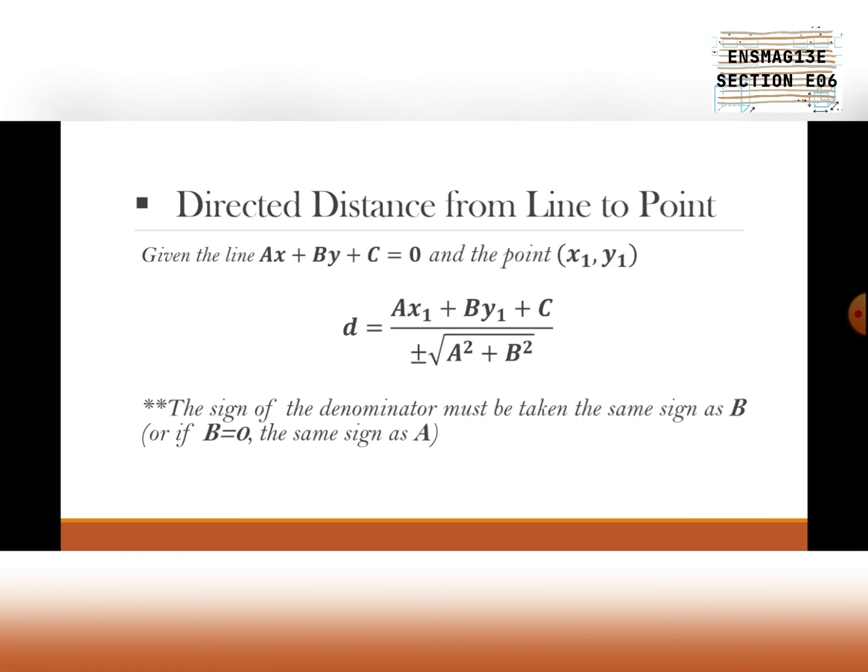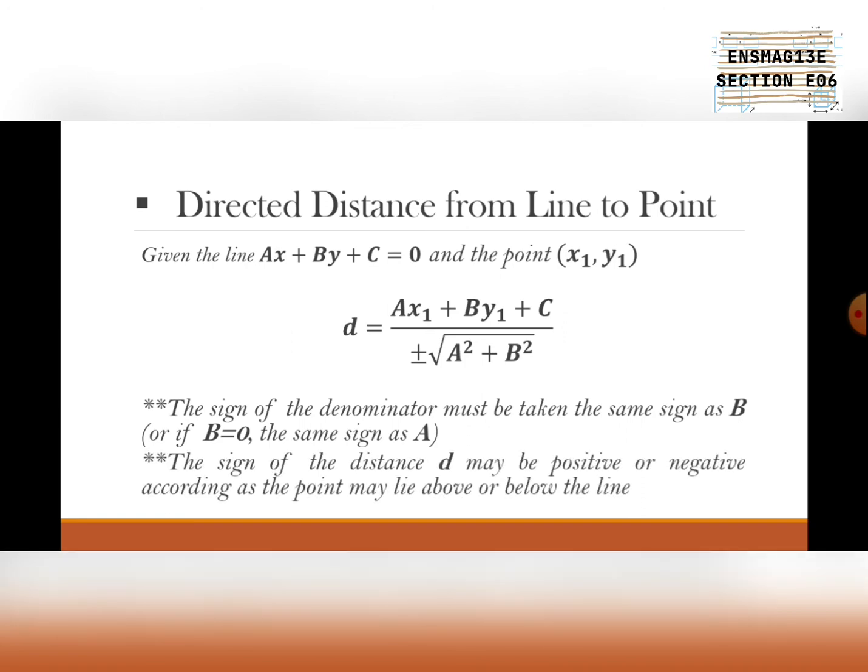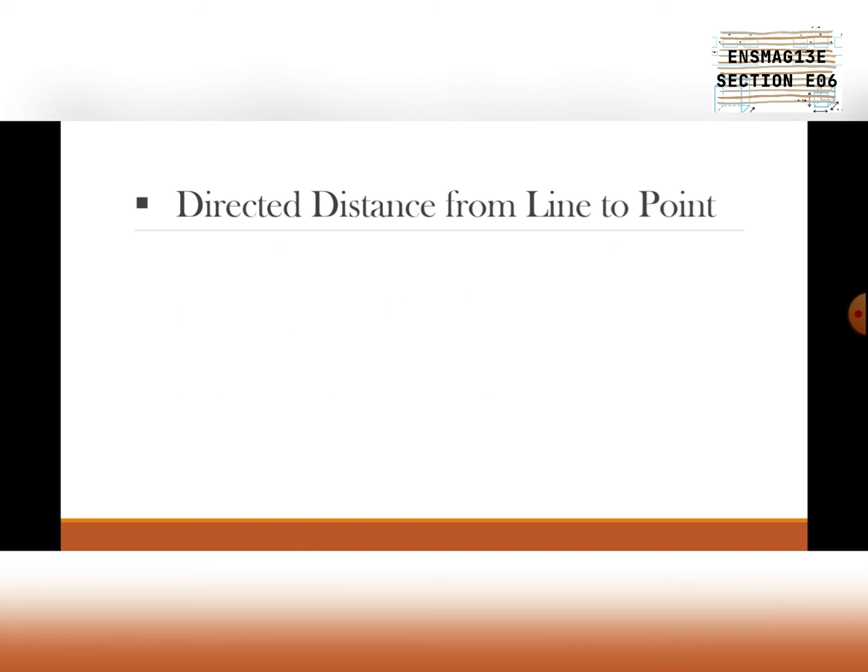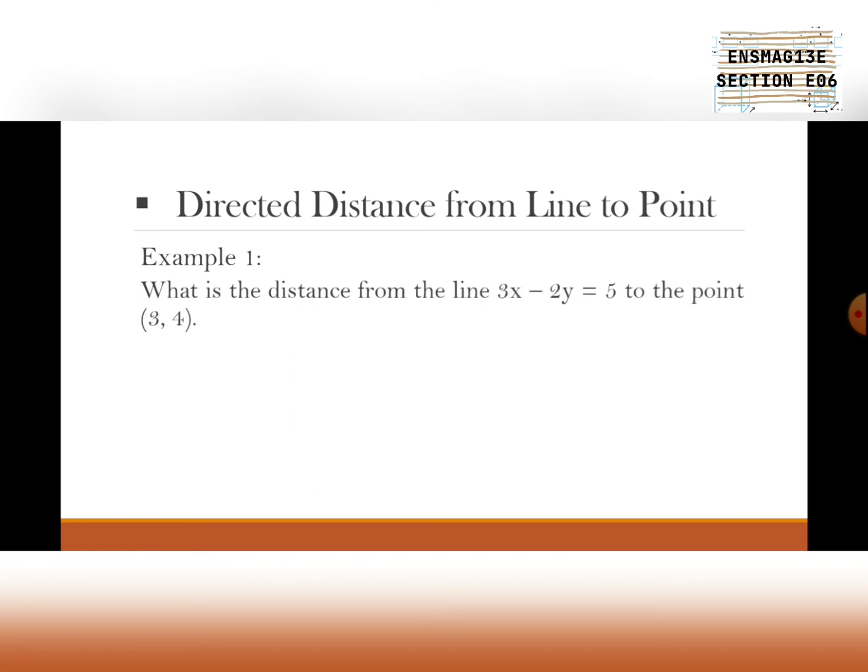The sign of the denominator must be taken the same sign as b, or if b is equal to 0, the same sign as a. The sign of the distance d may be positive or negative, according as the point lies above or below the line. Example: what is the distance from the line 3x minus 2y is equal to 5 to the point (3, 4)?